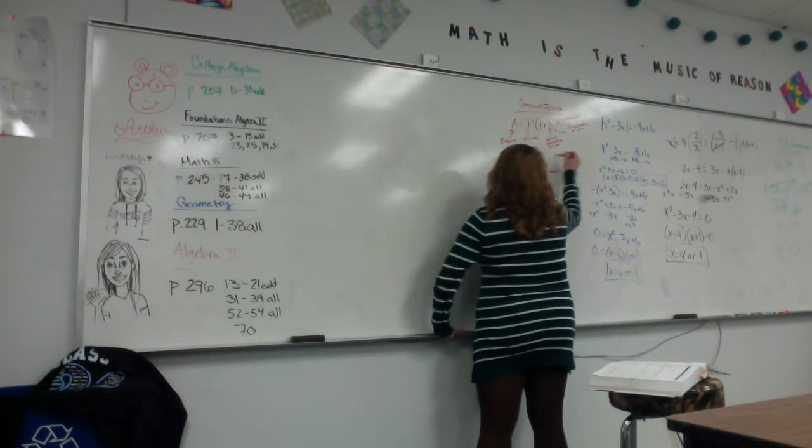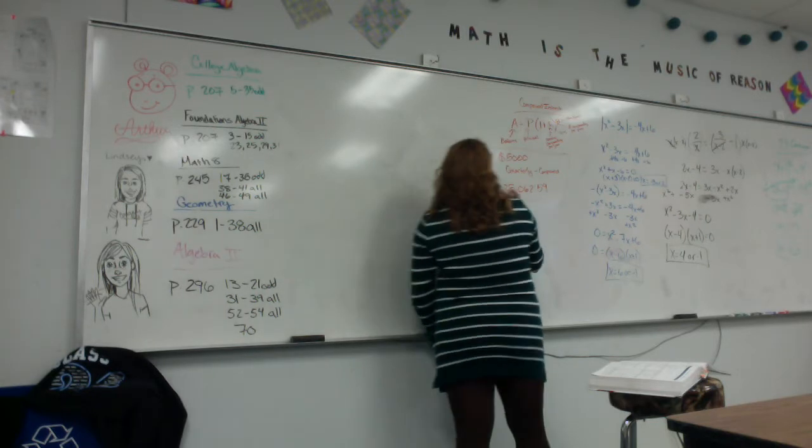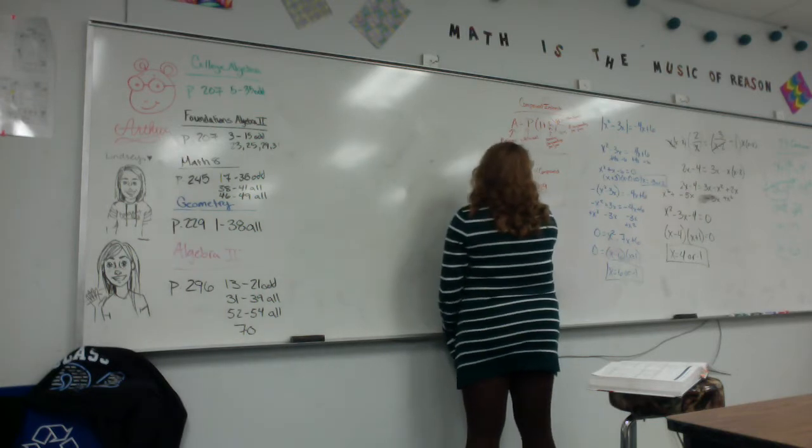This is the information you're given. You started with $5,000. It compounds quarterly. That's your total end amount. And they want to know what was the interest rate.